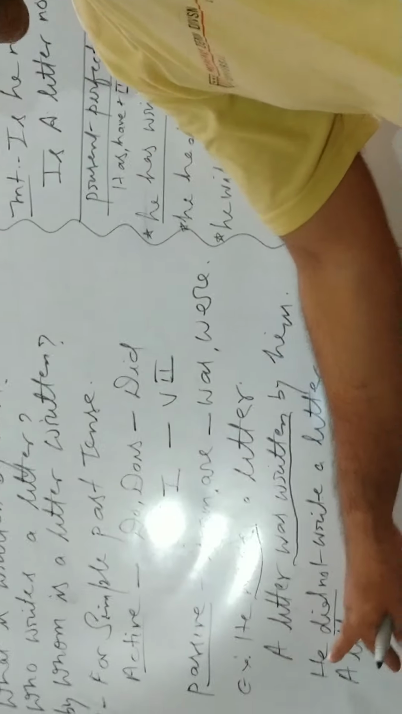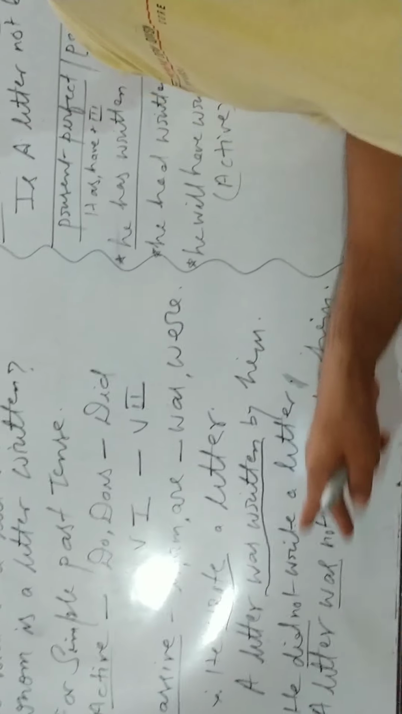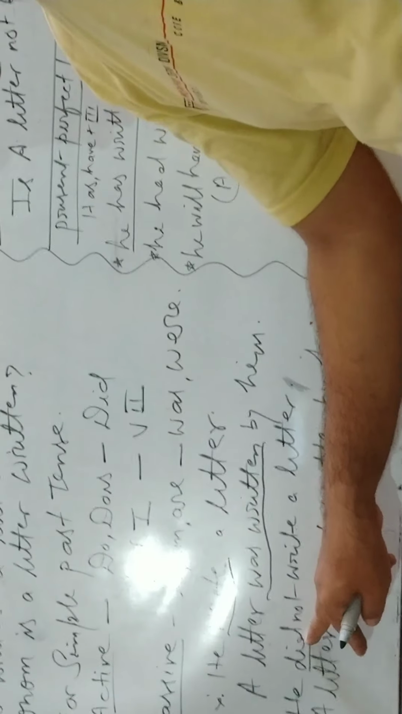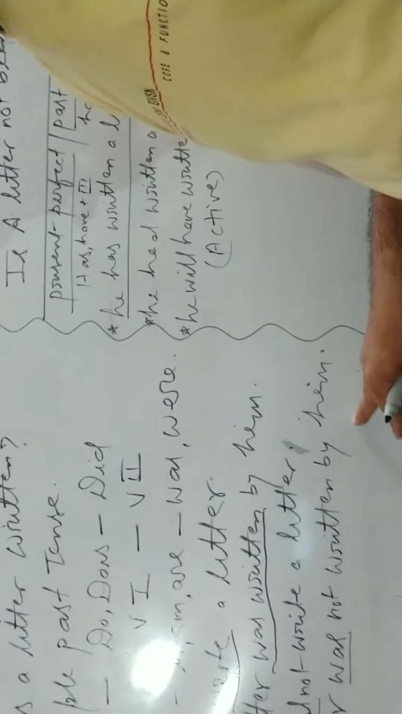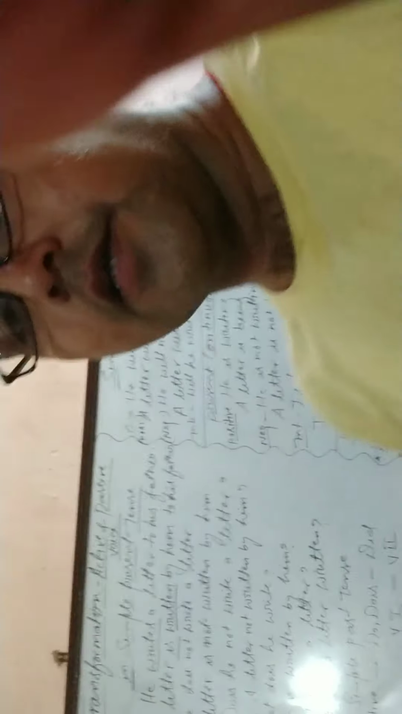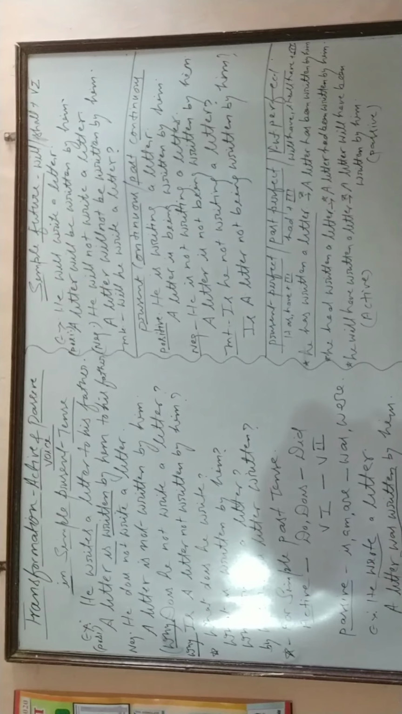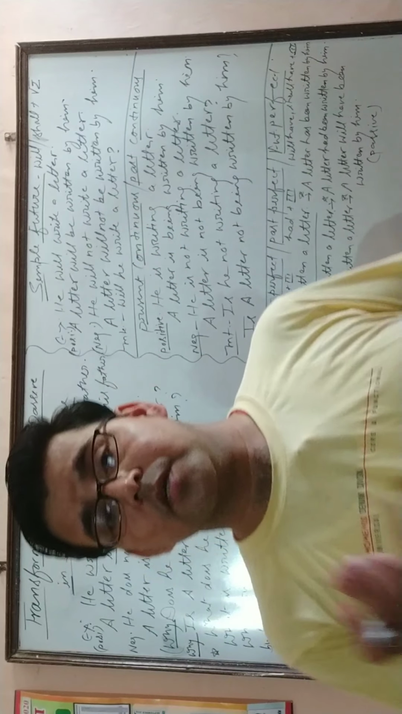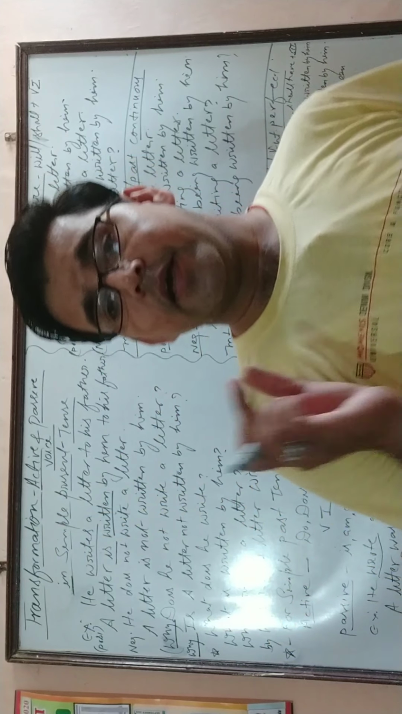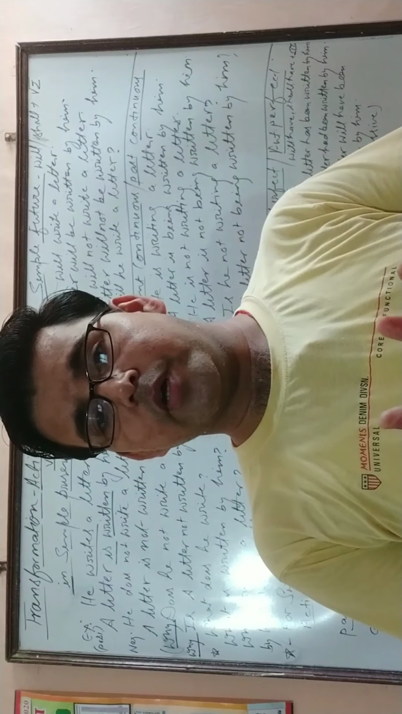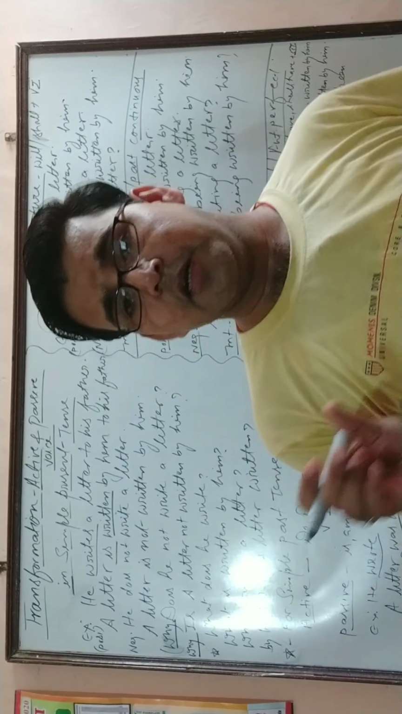Now in negative, he did not write a letter. Then did again changes into was verb in passive voice. So a letter was not written by him. Okay, in this way. So now you see this side. So in this way, simple past positive sentence, active voice. Once again I should repeat. For example, it is written he wrote a letter. So the passive voice is a letter was written by him.